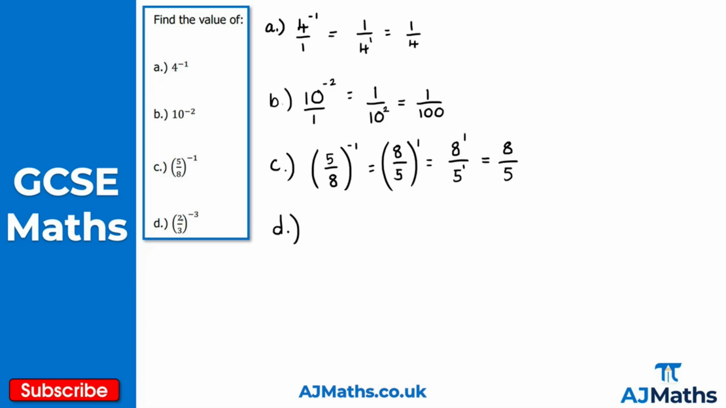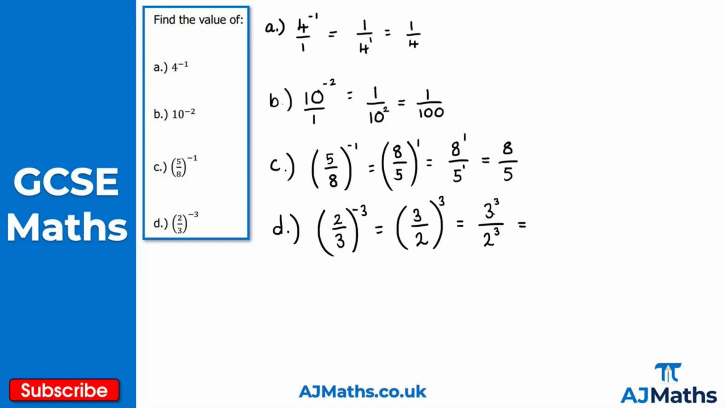I've got 2 over 3 to the power of minus 3. So again here, the very first thing I'm going to do is flip this fraction. We're going to get 3 over 2. And then this power here becomes positive. So minus 3 becomes now positive 3 here. What I can do here now is write this as 3 to the power of 3, and that's divided by 2 to the power of 3.